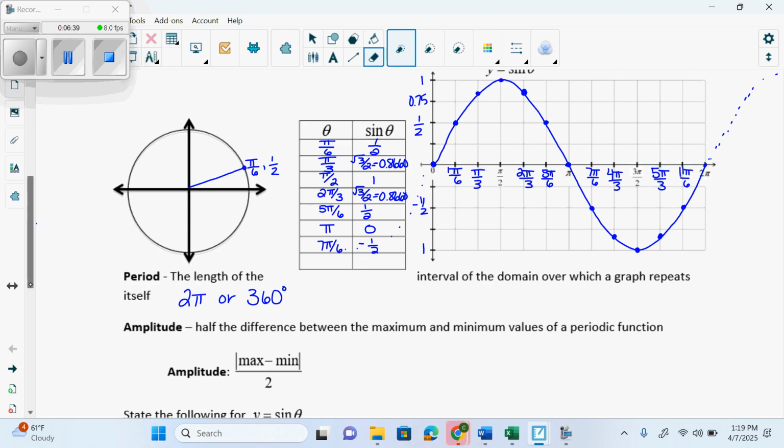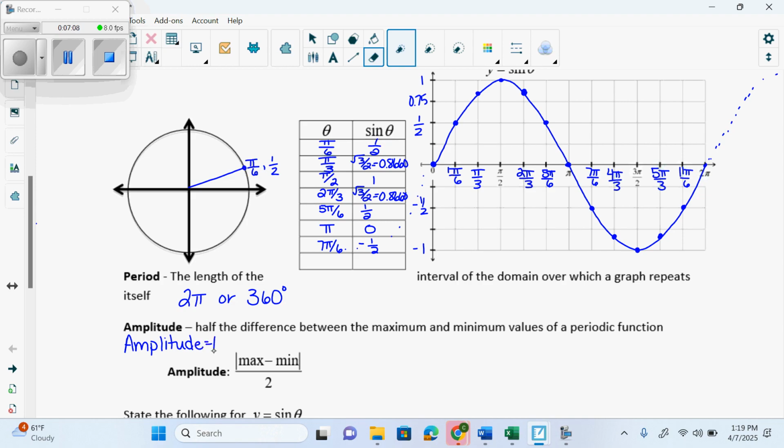Amplitude is half the difference between the maximum and minimum. So if I count from min to max, I take half of that. That's the amplitude. So minimum is negative 1, and then I counted up to the top as 1. What's that a distance of? Negative 1 to 1, a distance of 2. What's half of that? 1. So the amplitude for my basic sine graph is 1.